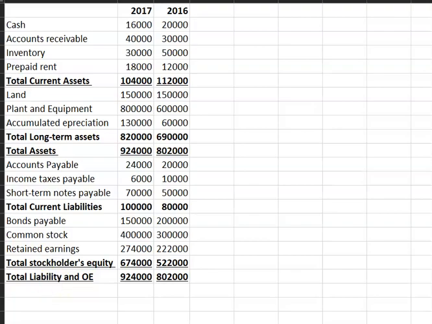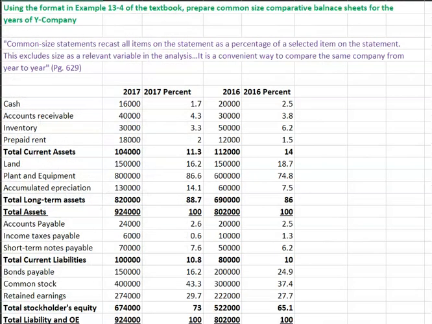The first portion of this problem asks us to utilize the format provided in the textbook and prepare a common size comparative balance sheet for the 2 years for company Y. So what does that look like? Using the comparative balance sheets, the common size statements, as explained in the textbook, recast all items on the statement as a percentage of a selected item on the statement. This excludes size as a relevant variable in the analysis, and it's a pretty convenient way to compare the same company from year to year and see how it's been doing in its different accounts.